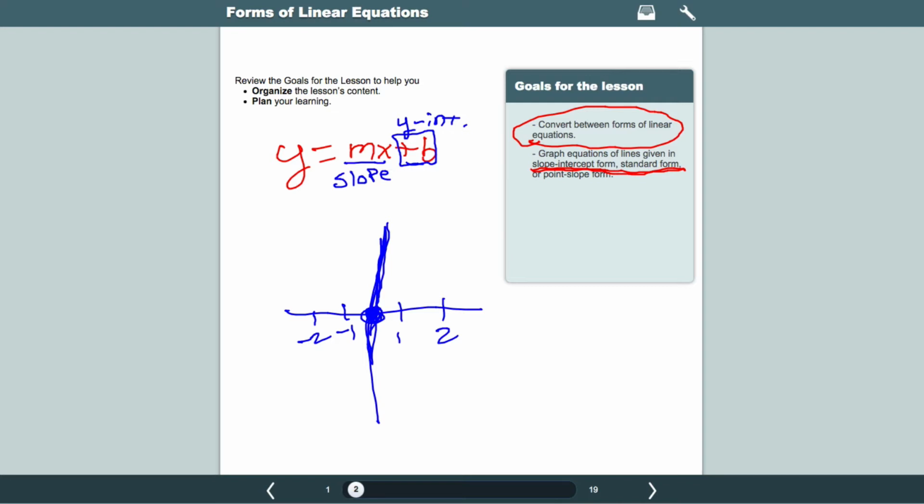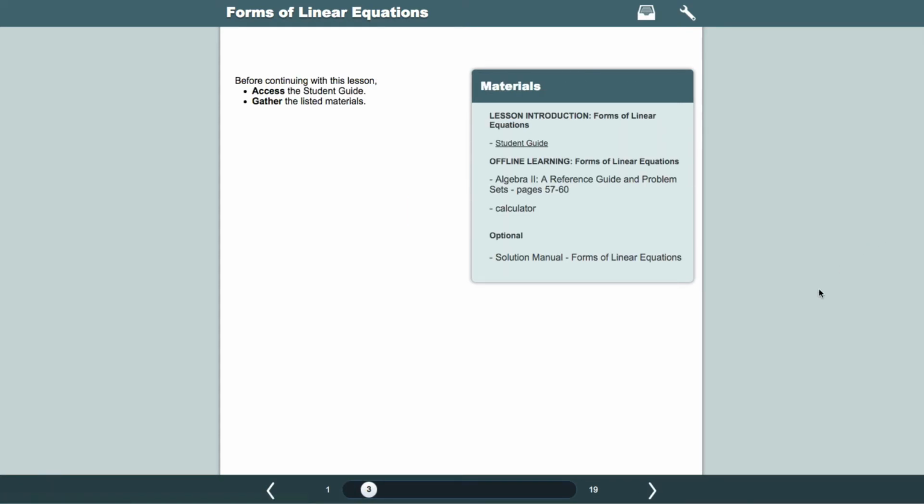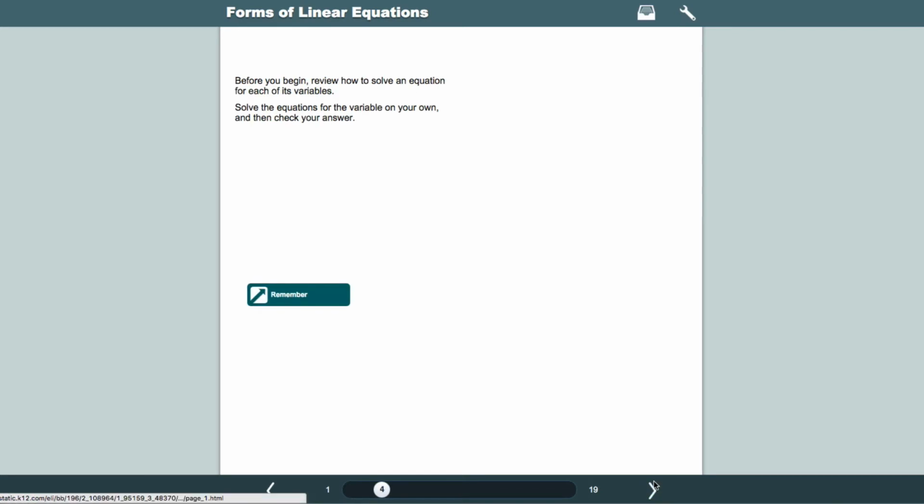So let's continue on. Now this standard form is ax plus by equals c. These are just numbers. The a is just a number in front of the x, and the b is just a number in front of the y. Okay? So let's go ahead and kind of see how these work out.